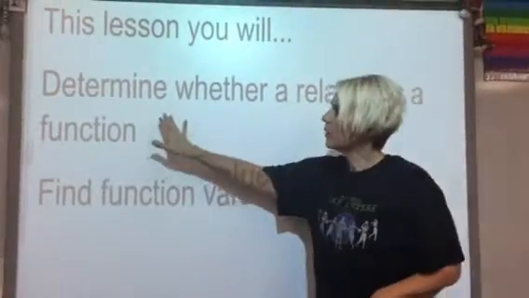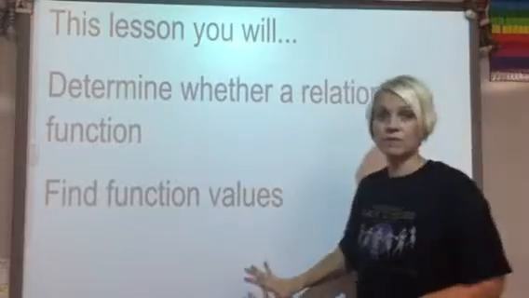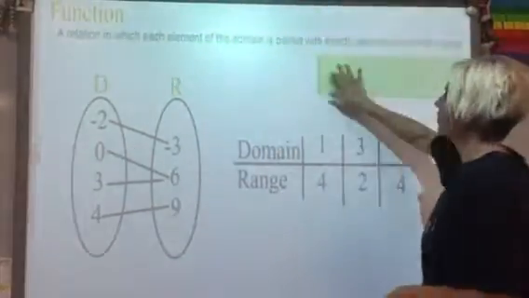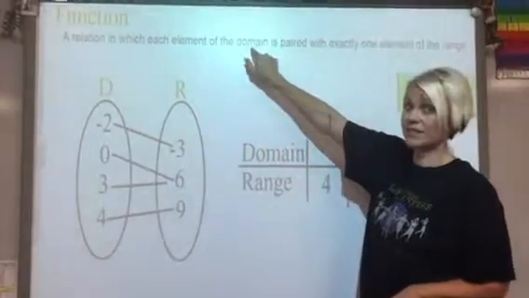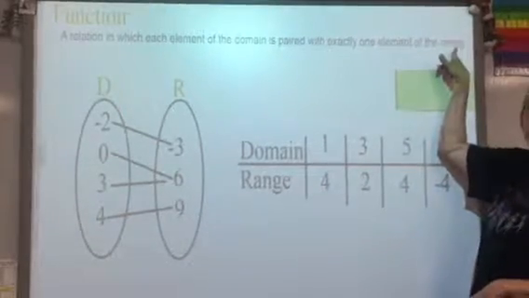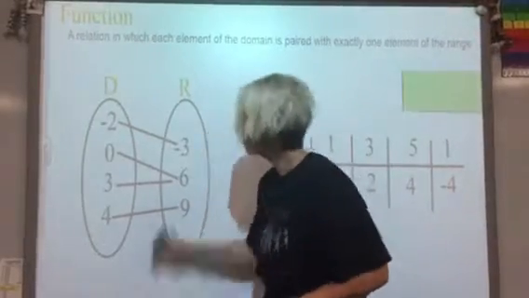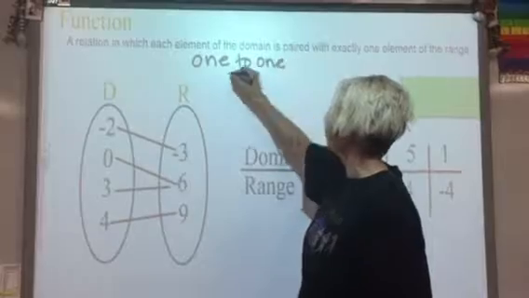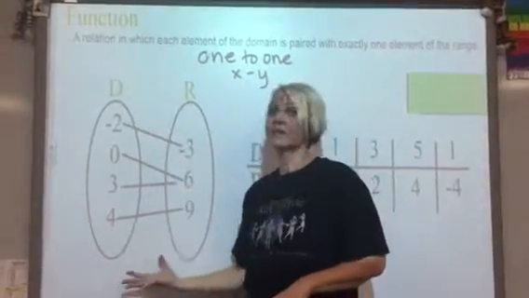In this lesson, we will determine whether a relation is a function, and we'll also find function values. So first of all, what is a function? Well, it's a relation in which each element of the domain, which remember is x, is paired with exactly one element of the range, remember, which is y. So in order to be a function, it has to be 1 to 1, which means you have one x for every one y. So this right here is a function.